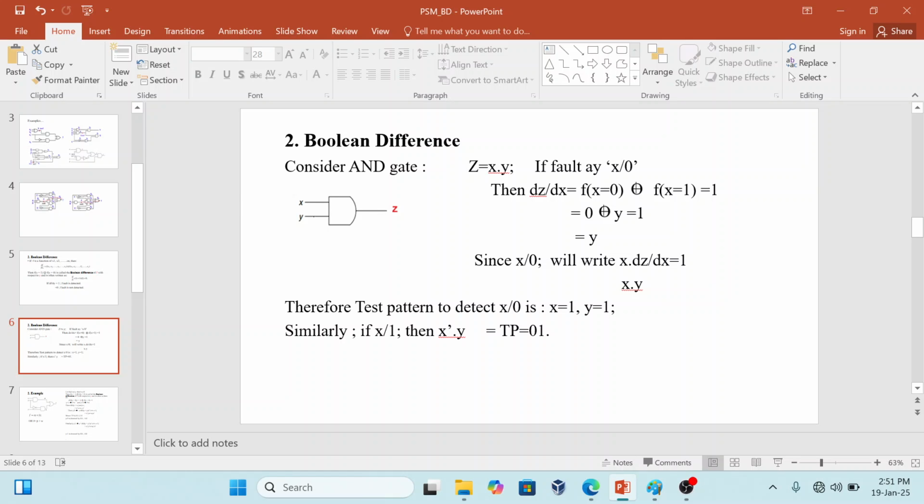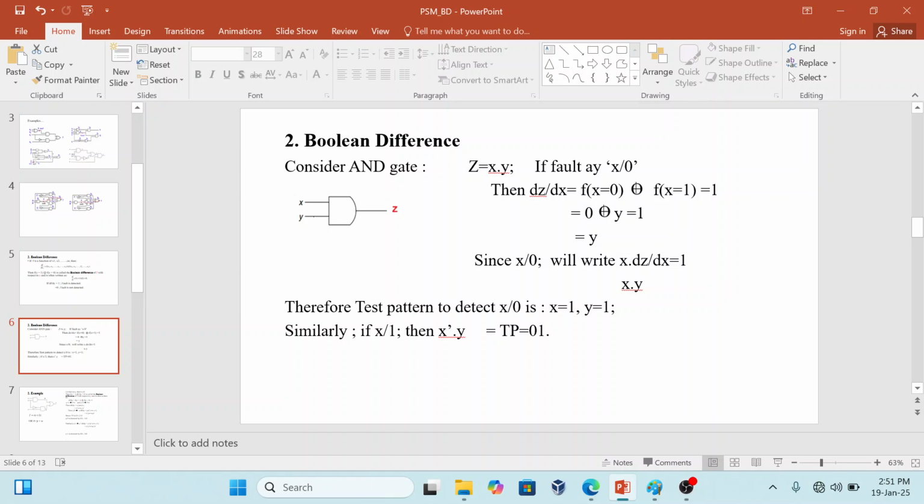Similarly, using Boolean difference, let me assume how that can be detected. So z is equal to x into y. Suppose there is a fault at x, that is x stuck at 0, then I will find the Boolean difference of z with respect to x.